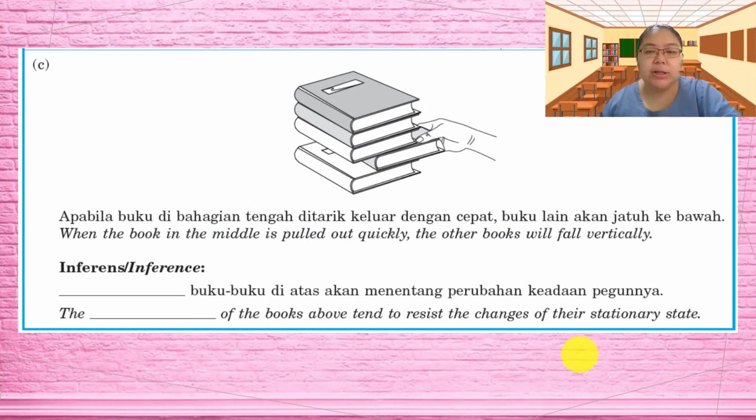Number 3, the situation is also the same. They say the books. Now the book is in the middle and you want to take the book out faster. If you take it slowly, surely all the books will fall down. So they must pull out quickly. Then the other books will fall vertically. So from here, which one has inertia? Your hand or the book? Normally it is the object you want to move. So that's the inertia of the books above, which tend to resist the change of their stationary state. That means the tendency to maintain the original state. What's the original state? The original state is stationary.